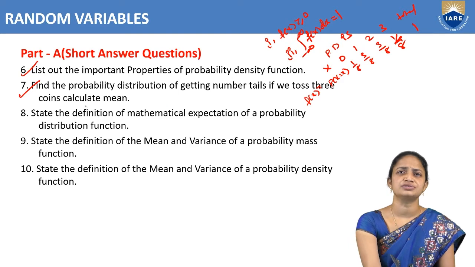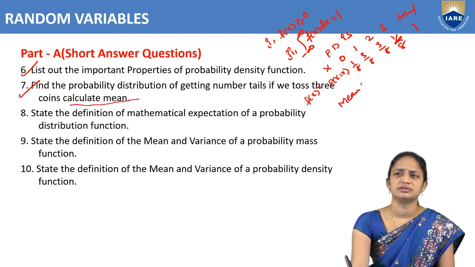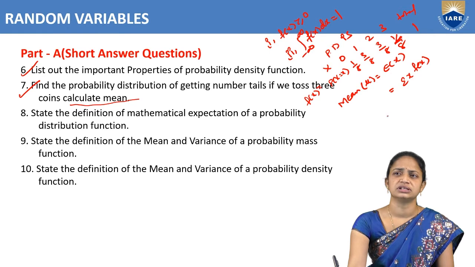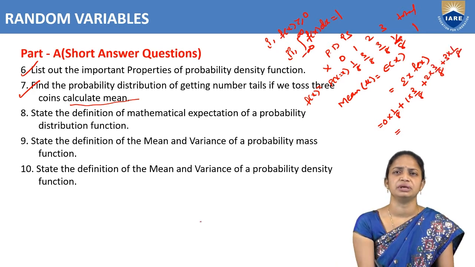We also need to calculate the mean. The mean is mu, which is equal to the expectation of x. Actually this is the formula: summation of x into f of x. That means 0 into 1 by 8 plus 1 into 3 by 8 plus 2 into 3 by 8 plus 3 into 1 by 8. So this is our mean.